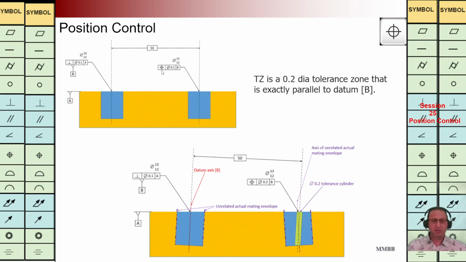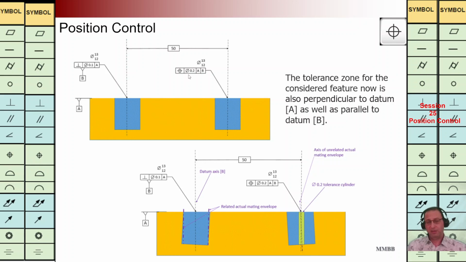In this example, we have implemented the positioning symbol here. We have the cylinder with a diameter of 0.2 back to B. What is B? B is the axis of this hole. As you can see at the bottom, based on the orientation of this hole on the left-hand side, we are going to have a cylinder parallel to that with a diameter of 0.2, and the center of this hole on the right-hand side should be in that cylinder.